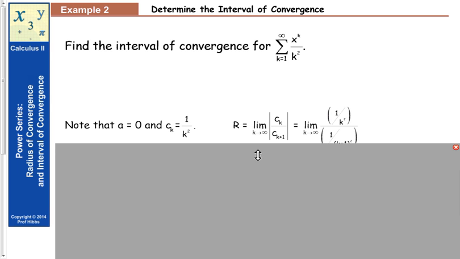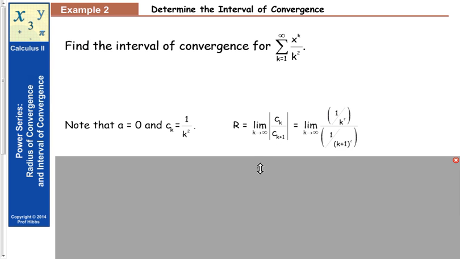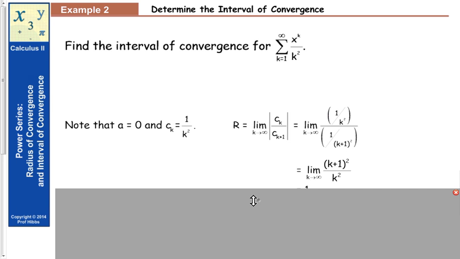Now, of course, to calculate the interval of convergence, we need the r value, which is the radius of convergence. That's critical. And so r is the limit of the absolute value of the ratio of c sub k divided by c sub k plus 1. That's the reason it's important to identify c sub k. Now, as we had a while ago, k is only positive, and so absolute value is not really adding anything to this. So we have the limit of 1 over k squared divided by 1 over k plus 1 squared. And then we just do a little algebra there.